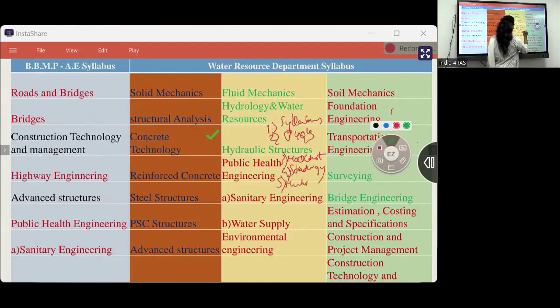Then with this, mentorship. Then with this, materials.